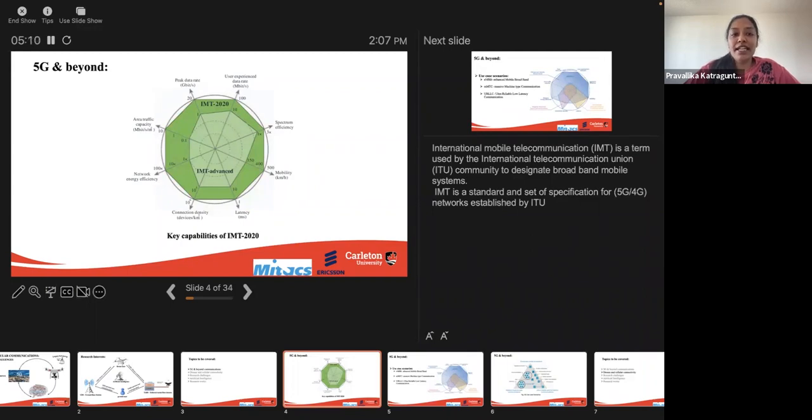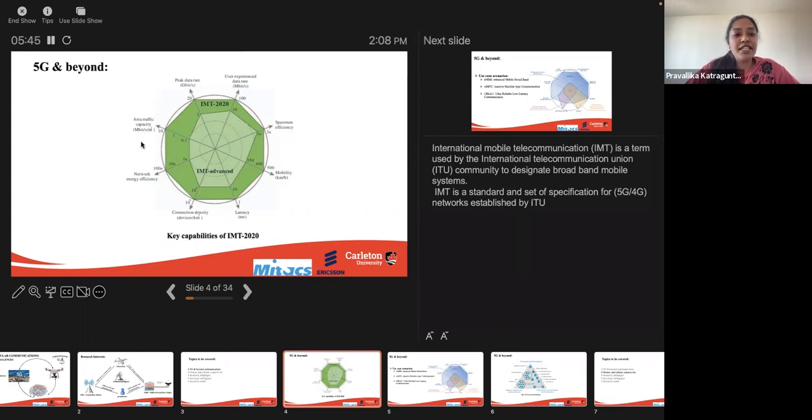So here the peak data rate mentions how much data is being transferred from the transmitter to the receiver, and the user experience data rate mentions how much data rate the user is actually receiving. So we can see the difference here. For 4G it is 1 gigabit per second, and for 5G it is 20 gigabits per second. The same applies to the user experience data rate. In each capability, we have a difference between the 4G and 5G specification requirements.